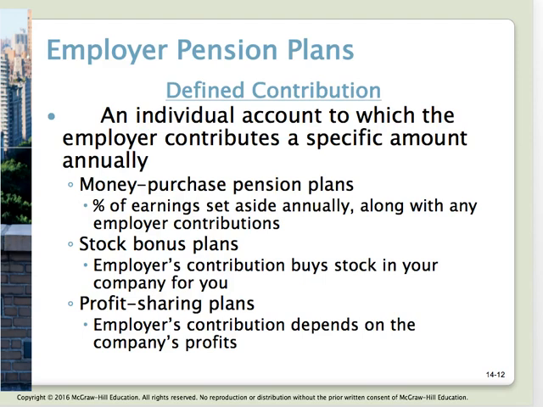So a defined contribution is sometimes called an individual account to which an employer contributes a specific amount annually. There, you simply get whatever money has been set aside by your employer. Generally, what the employer sets aside is a percent of your annual earnings, or as we talked about last week, sometimes they match your contributions. So you pay in like 6% and they may pay in 3 or 4%. If you're really lucky, they'll pay in 6% and match your contributions.